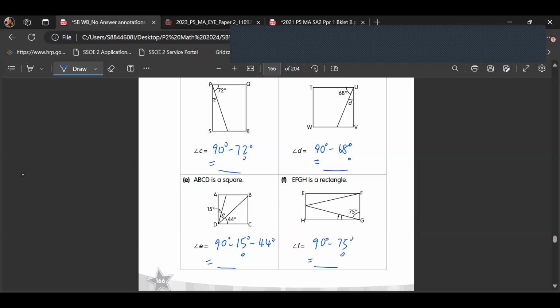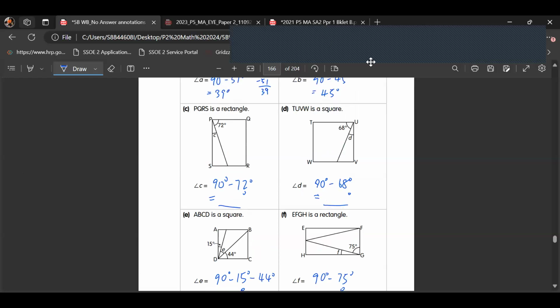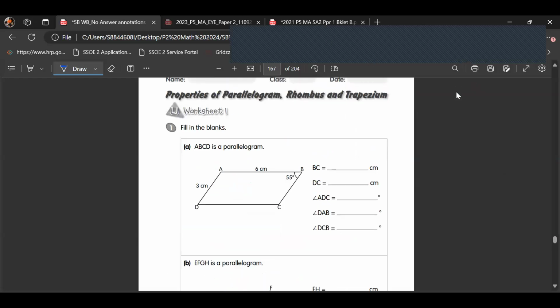Okay? Then we move on to deal with the properties of parallelograms. Okay, now, on the next page on the parallelograms, rhombus and trapezium, we are now going more in depth into the properties. Tomorrow we'll be dealing with the drawings of these shapes. Okay?